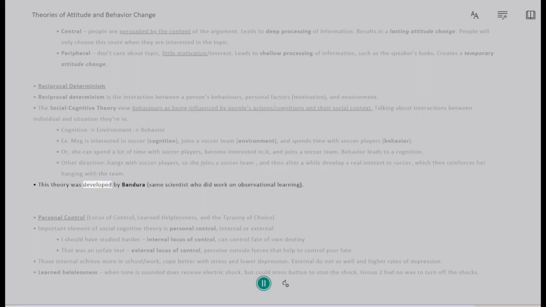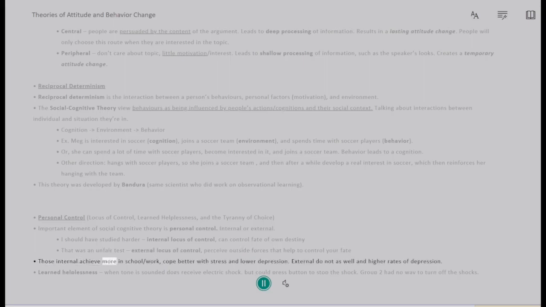This theory was developed by Bandura, the same scientist who did work on observational learning. Personal control, locus of control, learned helplessness, and the tyranny of choice. An important element of social cognitive theory is personal control, internal or external. "I should have studied harder" is an internal locus of control: you can control the fate of your own destiny. "That was an unfair test" is an external locus of control: you perceive outside forces that help to control your fate.